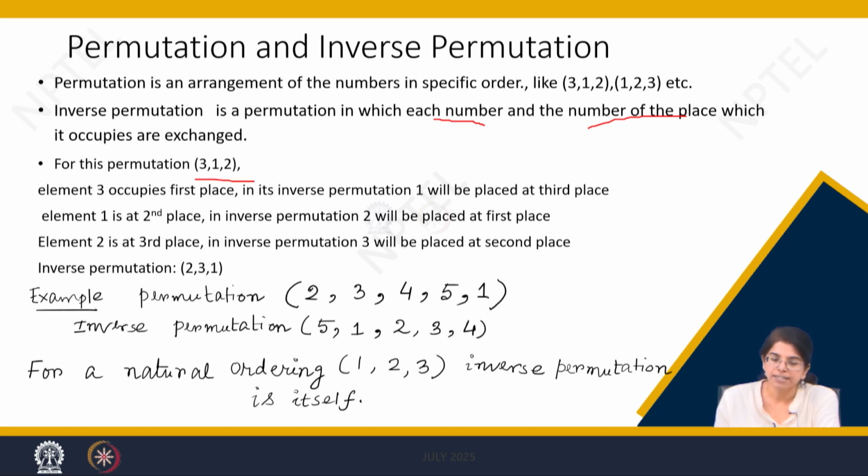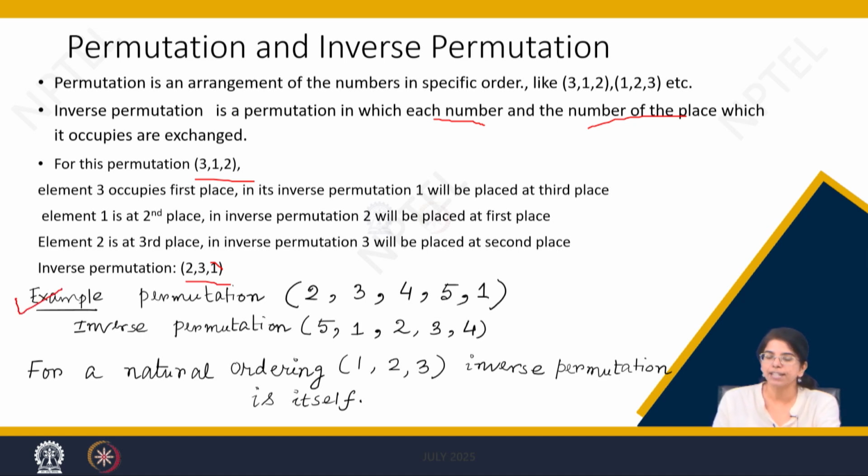Suppose for this permutation 3 1 2, 3 occupies the first place. In its inverse permutation, 1 will be placed at the third place. So 3 at the first place, so 1 will be at the third place, just the interchanging. Element 1 is at the second place, and in the inverse permutation 2 will be placed at the first place. So it's very interesting: the place and the number are exchanging their positions. So 3 1 2 has the inverse permutation 2 3 1.